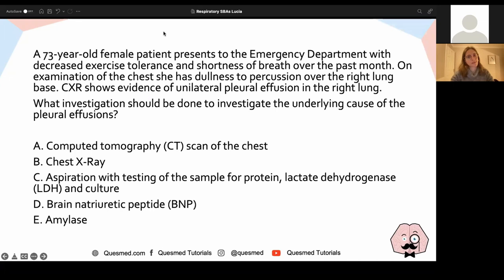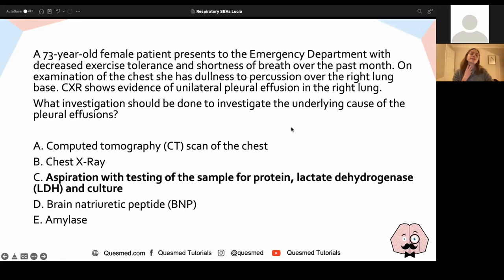Yes, very good. Absolutely. I can see where some of you would have put A. And really the question here is about investigating the underlying cause, which in a patient of 73 with shortness of breath over a month with a unilateral pleural effusion makes us think of cancer, really. At least that's the one that you really have to exclude.